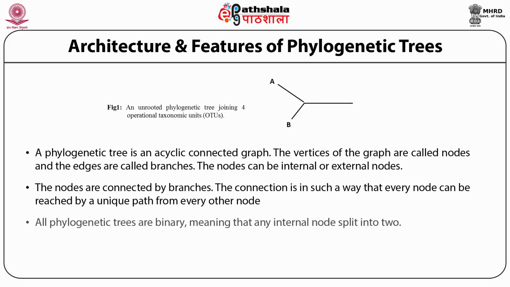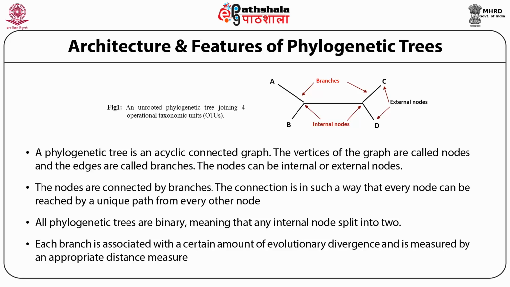All phylogenetic trees are binary, meaning that any internal node can only split into two. That could be seen in the figure also. There are two internal nodes, and one splits into A and B, and the other splits into C and D. That is what we mean by saying all phylogenetic trees are binary. Each branch is associated with a certain amount of evolutionary divergence, measured by an appropriate distance measure. The length of the branches corresponds to a certain amount of evolutionary distance; they are proportional to the evolutionary distance.